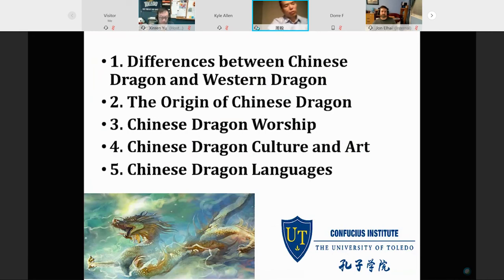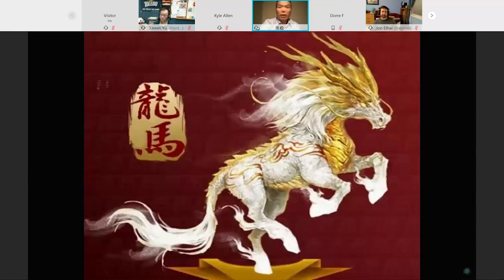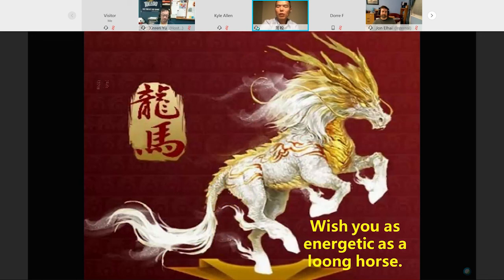So in this cultural lecture, we talked about the Chinese dragon, five parts. I hope you like it. I hope you get something. I hope you get some insights into Chinese culture. And here is an animal. It's not real either, but we would say it in Chinese culture: dragon horse. In Chinese, we would say, wish you as energetic as a dragon horse, which means wish you as energetic as a dragon horse.